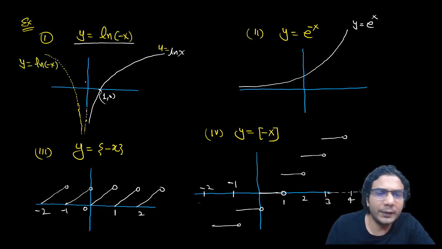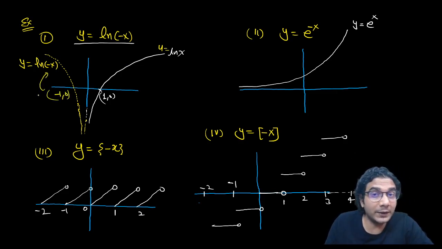Okay, and the domain: the domain of ln x was 0 to infinity, so the domain of ln of minus x will be minus infinity to 0, right? So you can write the domain either by the concept of domain or by looking at the graph. Now this point will become (minus 1, 0). You can check: if you put x is equal to minus 1, you'll get ln of 1, and ln of 1 is 0, right? So I hope it is clear.